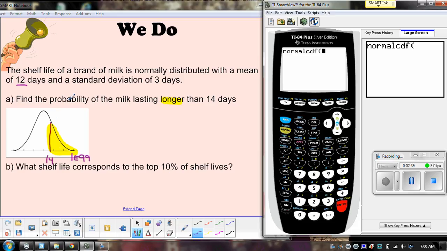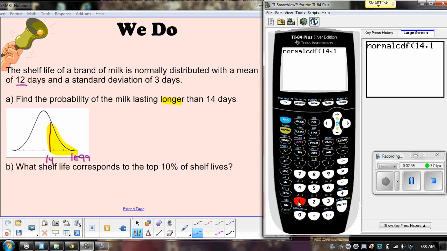The lower is where your shading starts, and if you draw out the curve, it's really nice because it's just going to go from left to right. So our shading starts right here at 14. And then either arrow down to upper or press comma, which is above the 7. To type in infinity, it's kind of tricky the first time around, but then you get the hang of it.